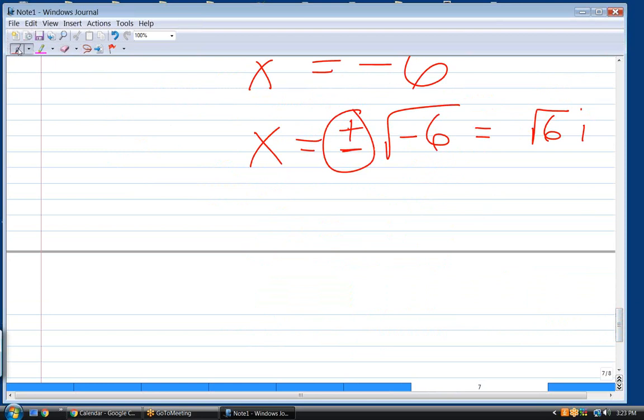And you should start asking yourself questions when you end up with one answer, particularly if it's an imaginary answer, because we know those always come in pairs. So you would never, ever end up with one answer that was imaginary. That's basically impossible. So if you were to get this, you should say to yourself, well, I'm missing an answer. I forgot the plus or minus.